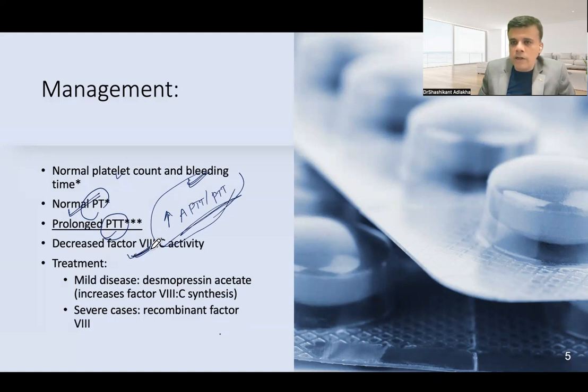If after the mixing of the sample the result is still abnormal, then you may conclude that some kind of antibodies are there against factor 8, inhibiting factor 8 activity. If after the mixing test the results are normal, then you may do factor assays, particularly factor concentration assays, like factor 8, factor 9, and factor 10.